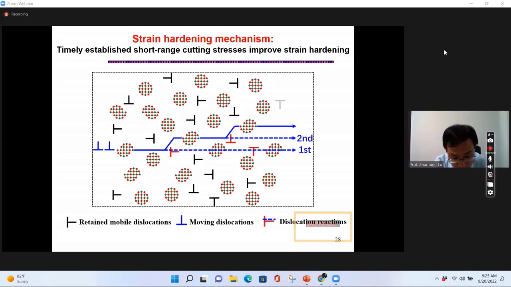So this gives us the strong work hardening capability, and the homogenized plastic flow gives us the large homogeneous ductility. So this mechanism is totally different from what we observed in the past.